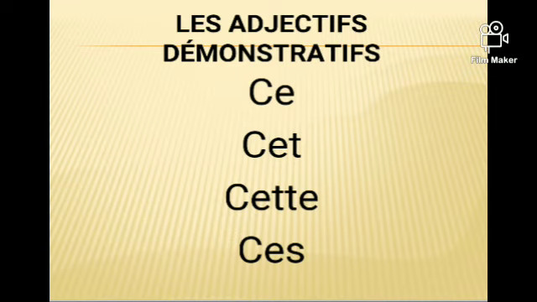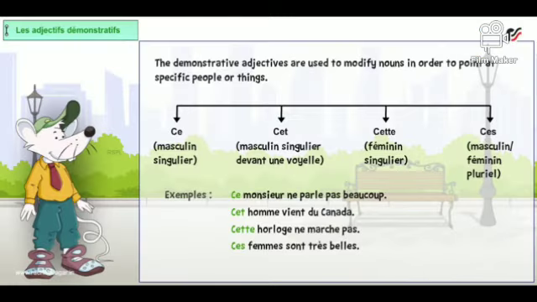Les adjectifs démonstratifs, which means demonstrative adjectives. The demonstrative adjectives are used to modify nouns in order to point at specific people or things. For masculine singular nouns, we use ce. For example, ce monsieur ne parle pas beaucoup, which means this gentleman does not speak much. For masculine singular before a vowel, we use cet. For example, cet homme vient du Canada, which means this man is from Canada.